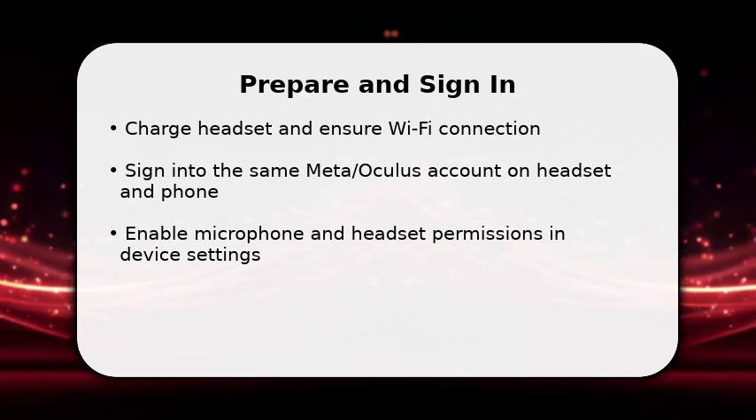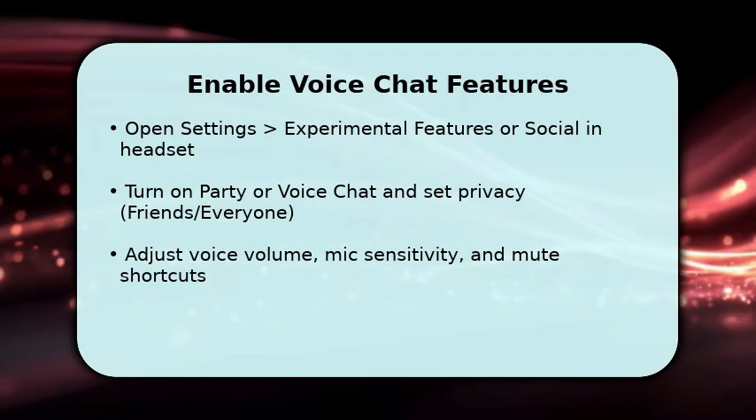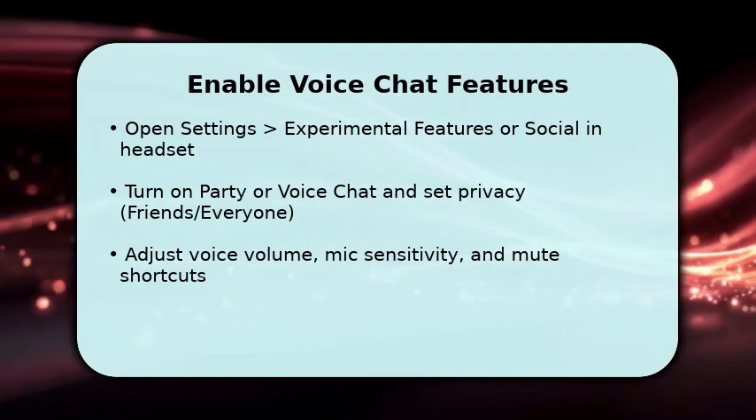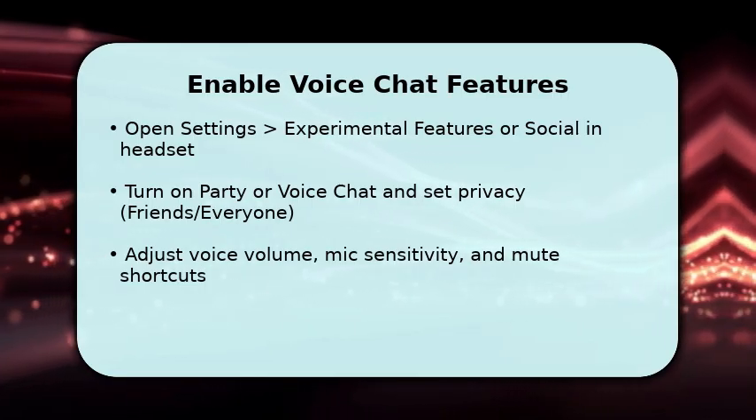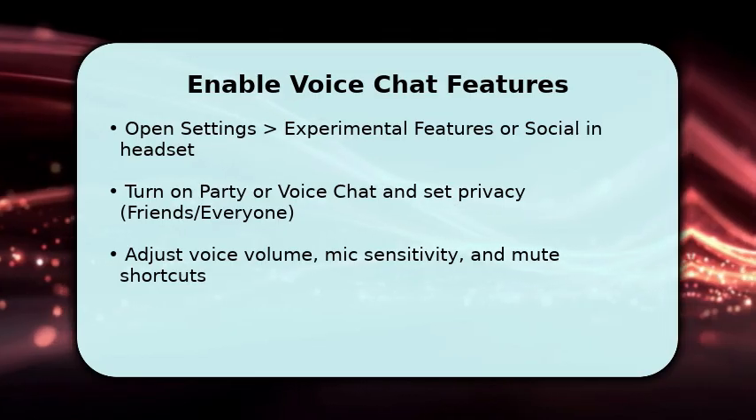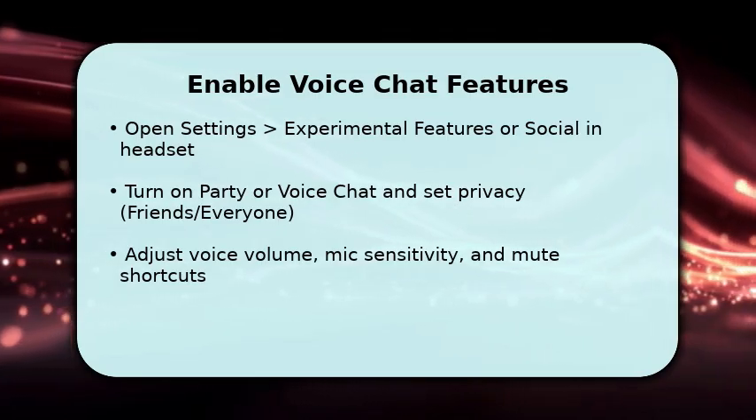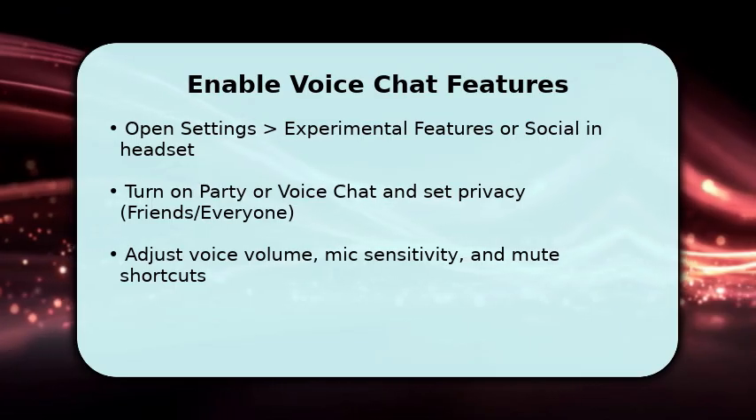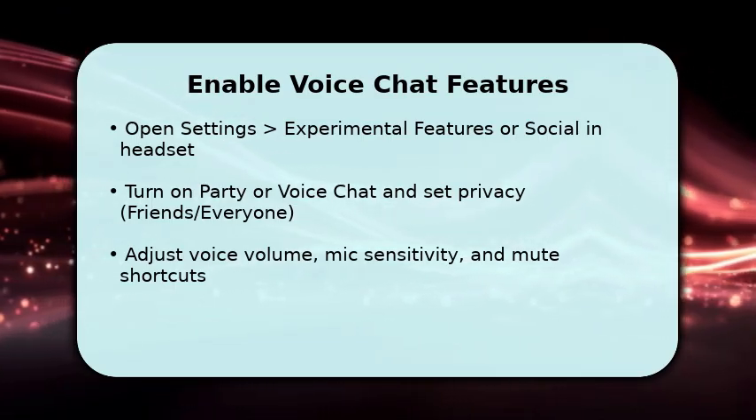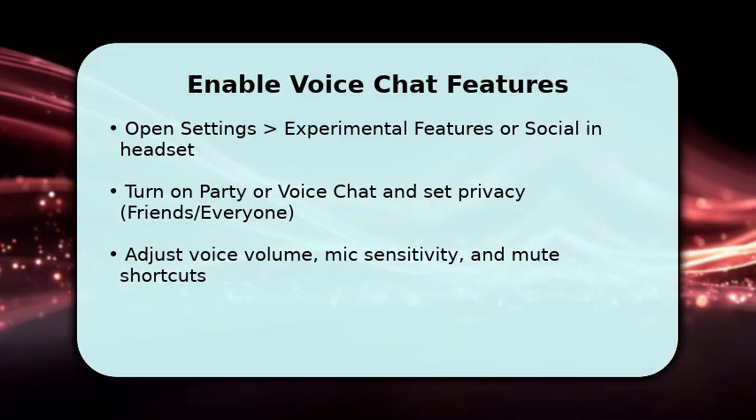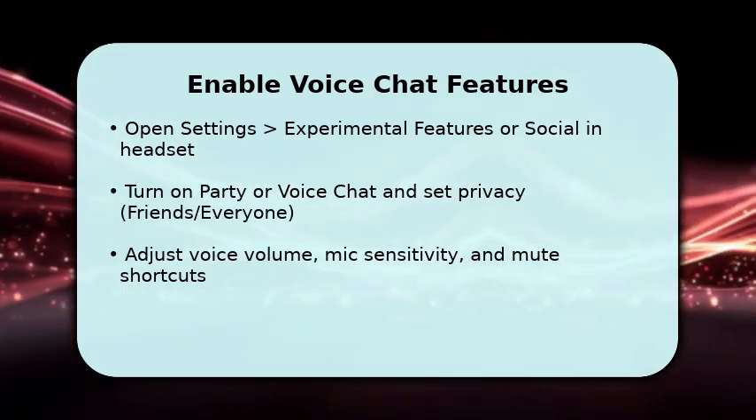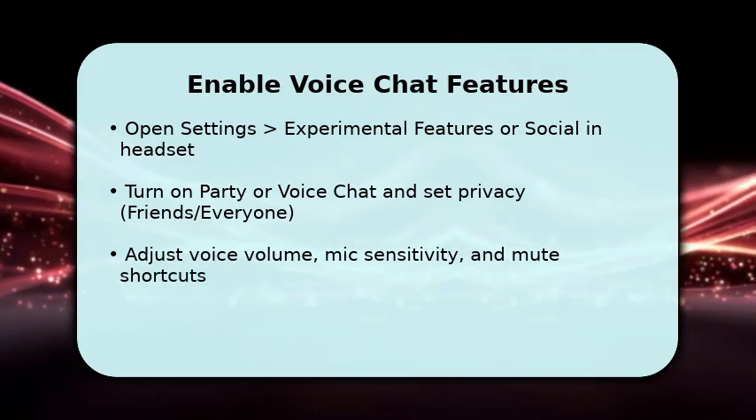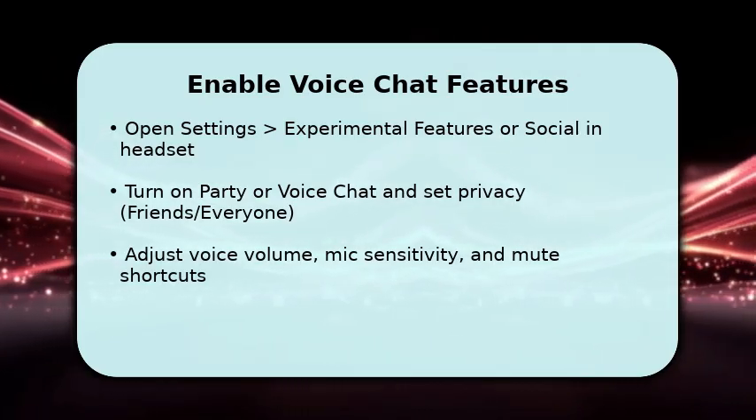Next, open Settings and navigate to social or experimental features depending on your firmware. You enable voice chat or party audio and choose a privacy level, friends or everyone, because that controls who can hear you. Then adjust mic sensitivity and headset output so other players can hear clearly. This avoids clipping or being too quiet. If you plan to switch often, learn the push to mute or controller mute shortcut. Once configured, invite a friend to test or join a party.